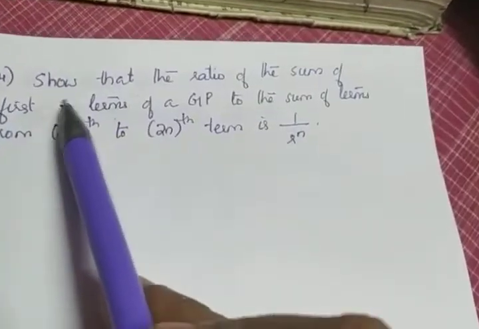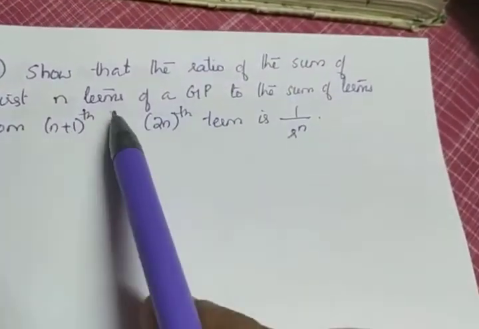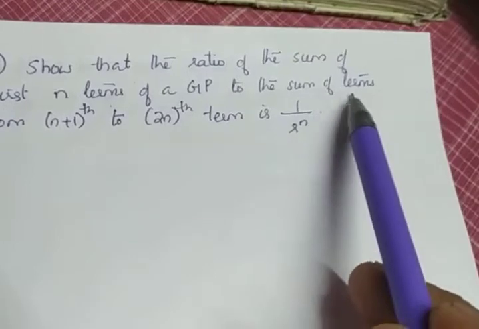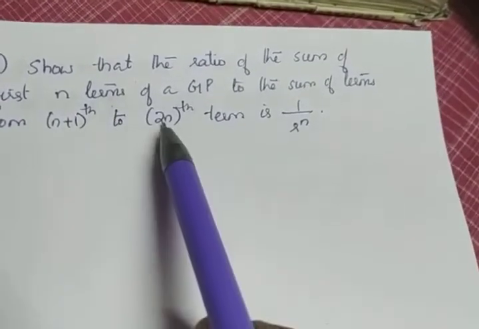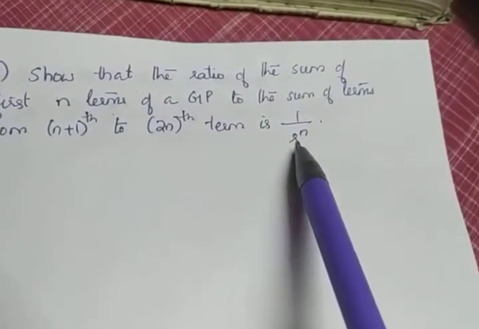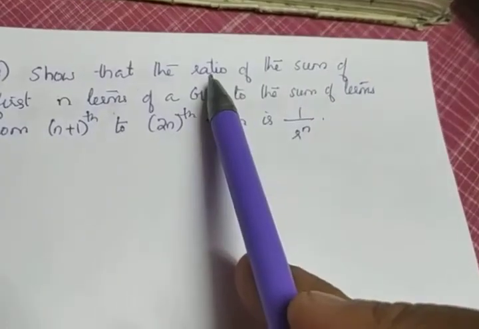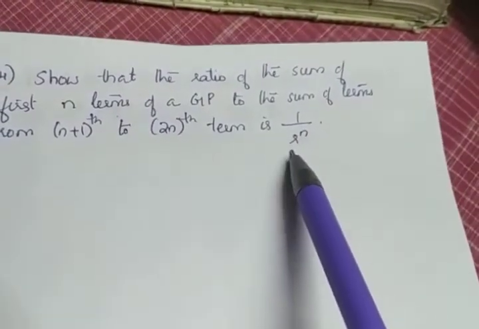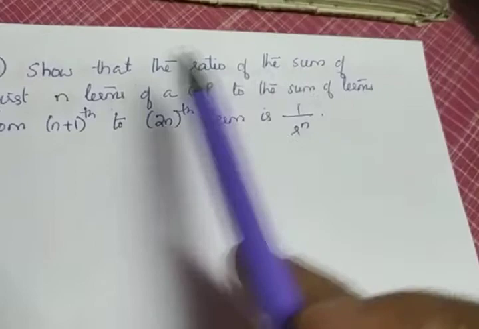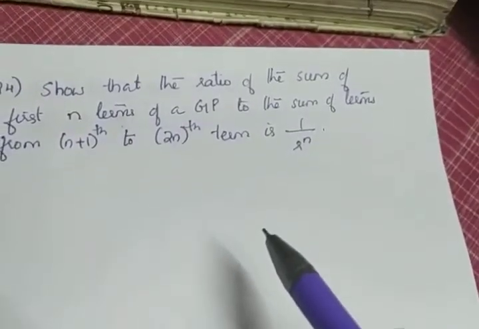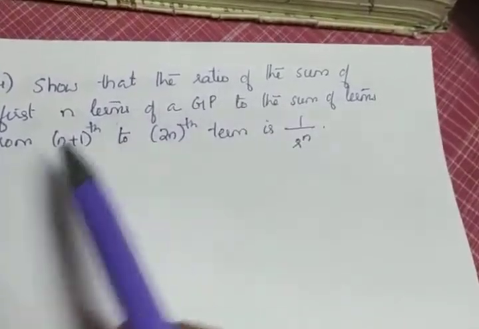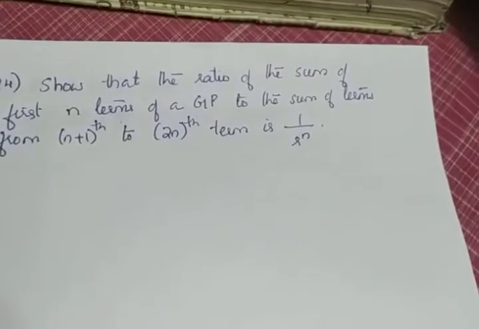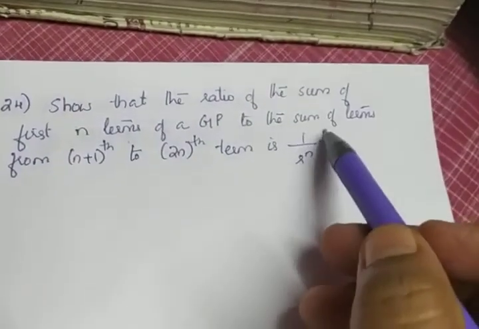The next one: show that the ratio of the sum of the first n terms of a GP to the sum of terms from n plus 1 to 2nth term is 1 by r raised to n. So we need to show that the ratio of the sum is 1 by r raised to n. Ratio of the sum of the first n terms, that means it is Sn, by the sum of terms from n plus 1 to 2n. So first we will calculate Sn and the second sum.